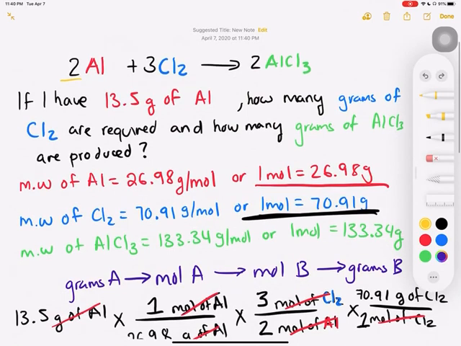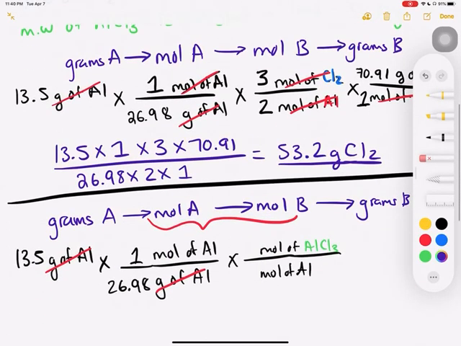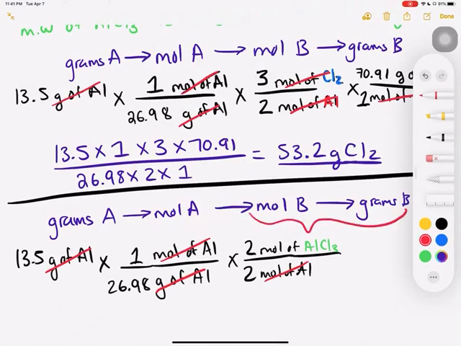I see the ratio between aluminum, that's a 2, and aluminum trichloride, that's also a 2. So I have to plug those two numbers into my dimensional analysis: 2 for aluminum and 2 for aluminum trichloride. That's the next conversion. Of course, you have to make sure you cancel out units, moles of aluminum, moles of aluminum. And the final conversion is from moles of B to grams of B.